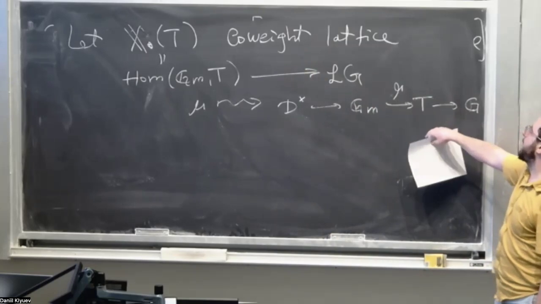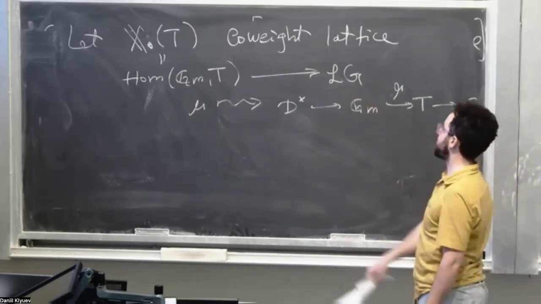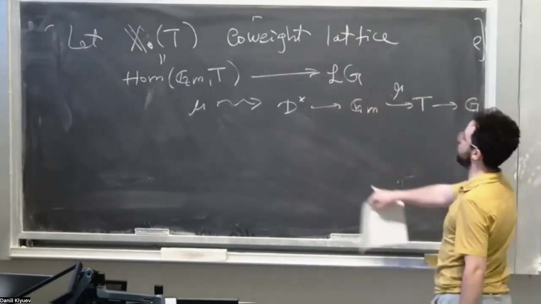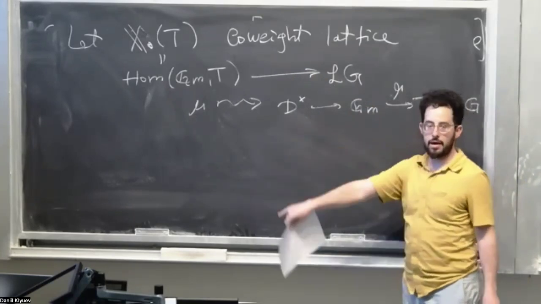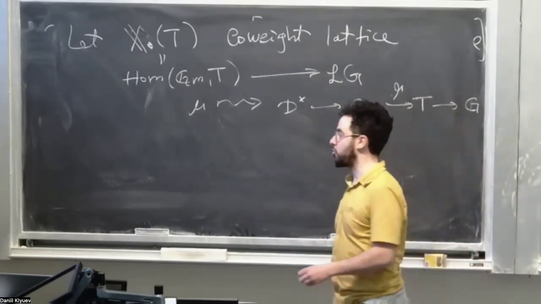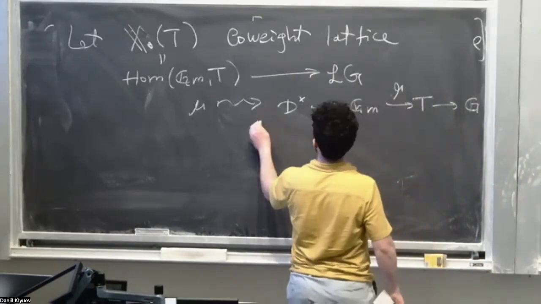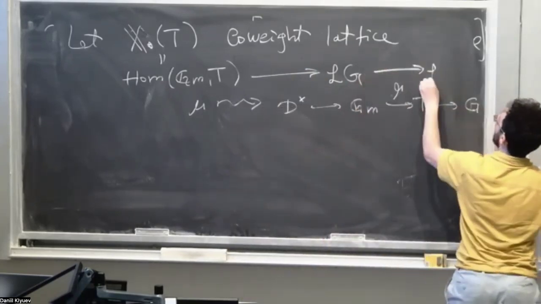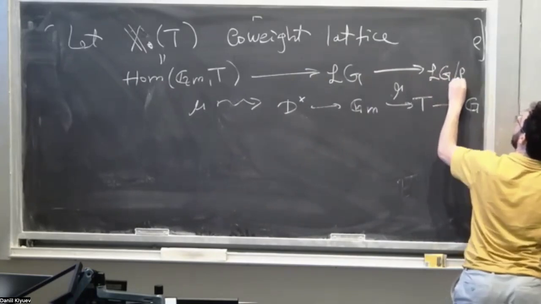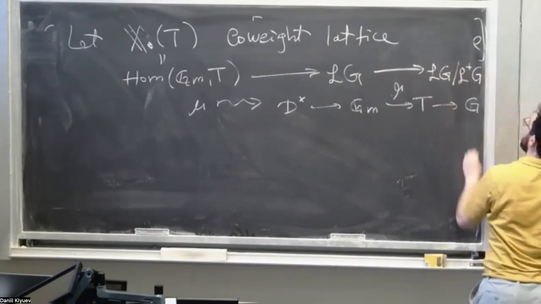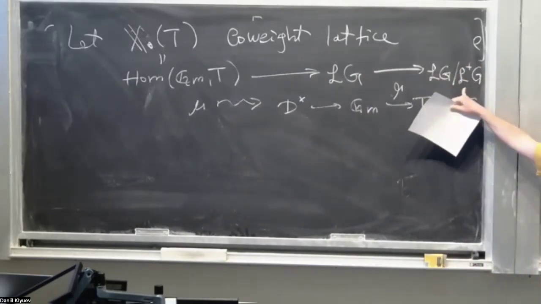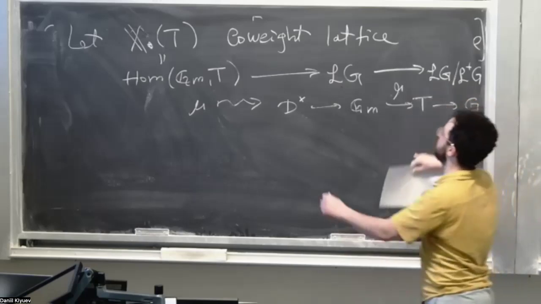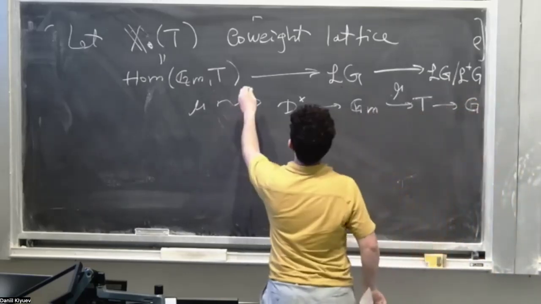This element does depend on a choice of formal coordinate of the formal disk. But now we can compose it with the quotient by positive loops. If you divide by positive loops, in particular, you divide by a choice of a formal coordinate.